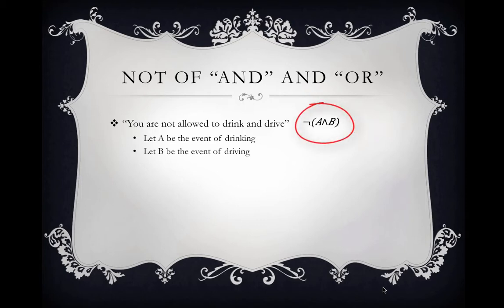We would have not, and then in brackets A and B. I would read that as not A and B. Now, knowing what A and B are, we could say it is not the case that you can drink and drive. That's where they say math is the universal language: as we start learning more about logic, that's an actual sentence, just those couple of symbols.